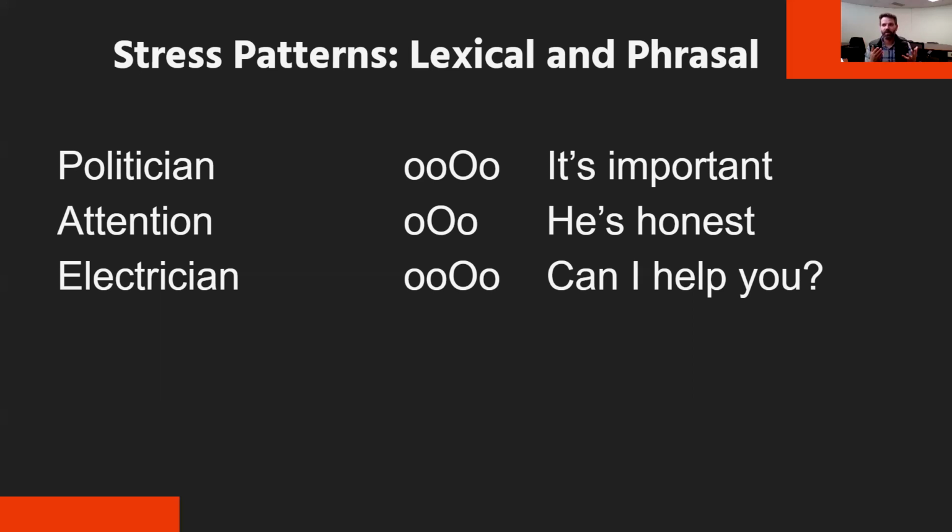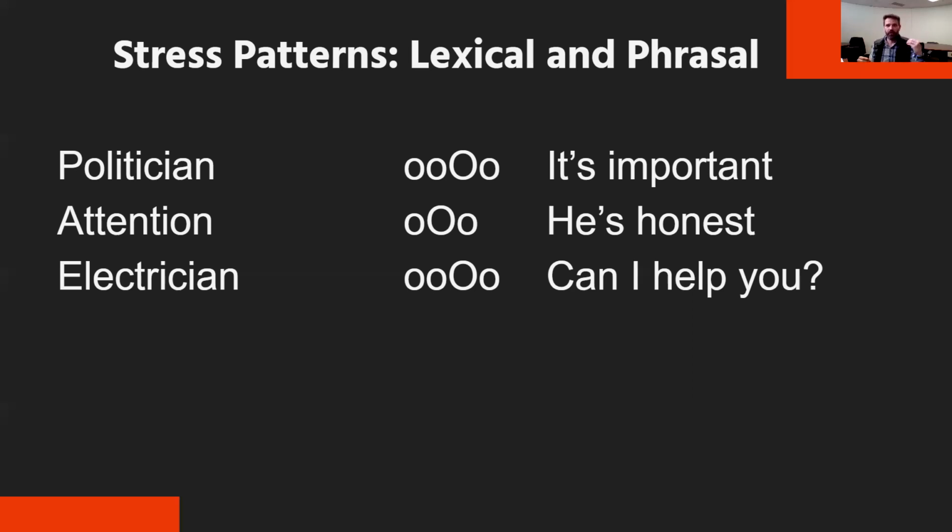Now, I brought up these words because these words also have the same number of syllables as the phrases next to them. It's important. Also four syllables, but only one of those syllables gets the most stress. And that's because the word important is stressed on the second syllable. And the word it's is not a very important word, and so it doesn't get stressed. And so we see the main stress in that phrase, it's important, having the same stress pattern as politician.